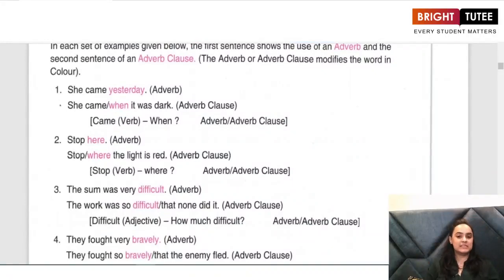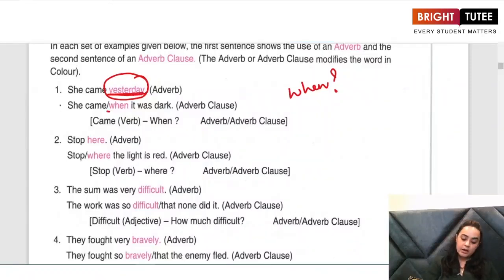She came yesterday. When did she come? Yesterday. Right? I'm getting the answer in just one word. So that is my adverb, yesterday. She came when it was dark. My question here remains the same: when? The only difference is in the answers that I get. Here my answer was yesterday, which is an adverb. Here my answer is when it was dark. So it is an adverb clause.